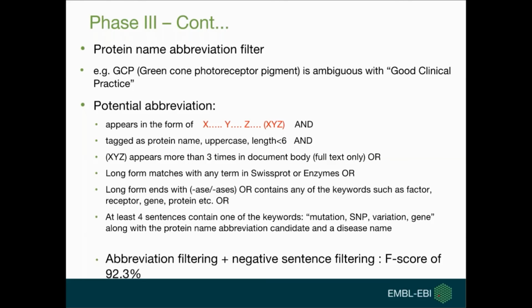Or at least 4 sentences contain one of the keywords like mutation, SNP, variation, gene, along with the protein name abbreviation candidate and a disease name. We evaluated the performance of our abbreviation filtering and negative sentence filtering steps, and we obtained an F score of 92.3%.